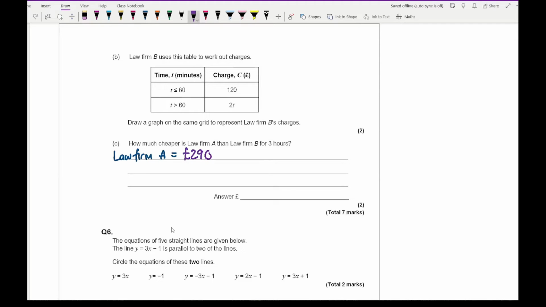Now then for law firm B, all I need to do is use this formula, which is going to be 2 times 180, which is 360. So then what's the difference? Well, it's going to be 360 minus 290, which is £70.